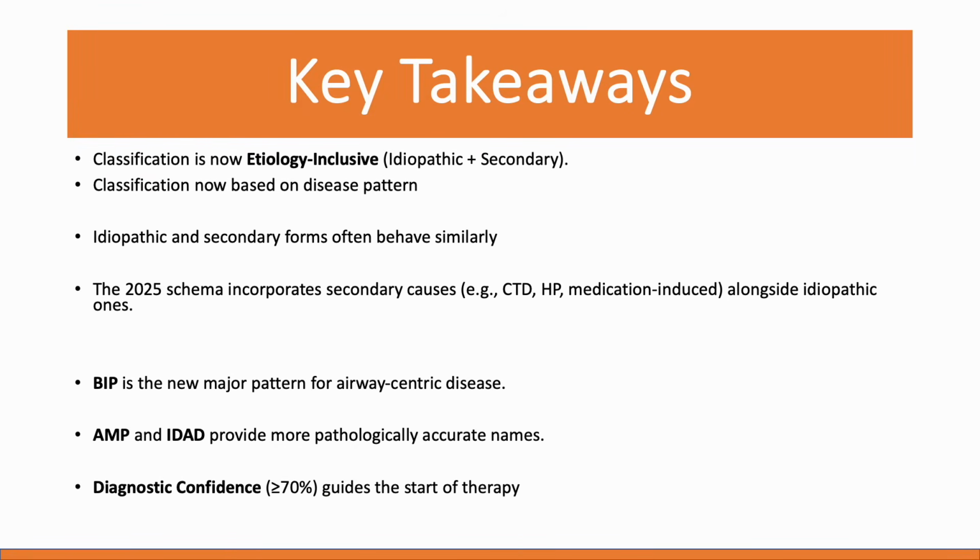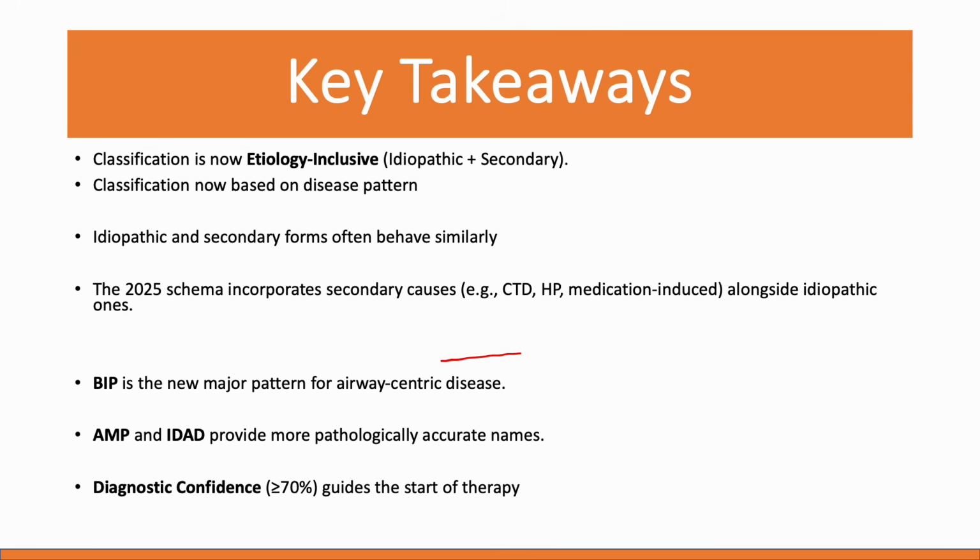So, with that, let's come to some key takeaways. We now have a classification in 2025 which is etiology inclusive. So, you have idiopathic and secondary variants of almost all patterns. It is also based on the disease. It also takes into account that there are secondary causes that have to be ruled out.